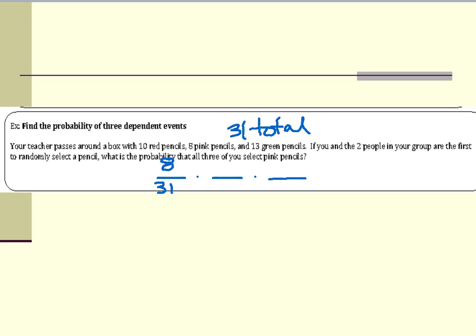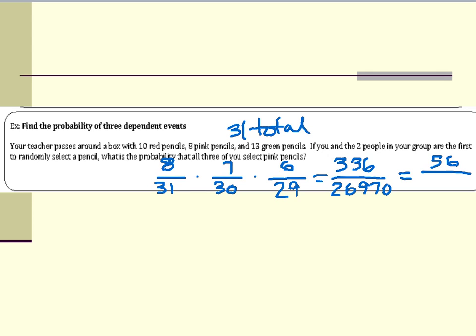Now the next person has to choose a pencil, but there's one less pencil there. So now there's only 30 pencils, and 7 of them are pink. And then the third person, now there's only 29 pencils, and 6 of them are pink. If you multiply that all together, you get 336 out of 26,970, and that actually will reduce to 56 out of 4,495. So this one was a little bit different. Remember, our bottom changed because you're not going to put the pencil back. The next person has one less pencil to choose from.